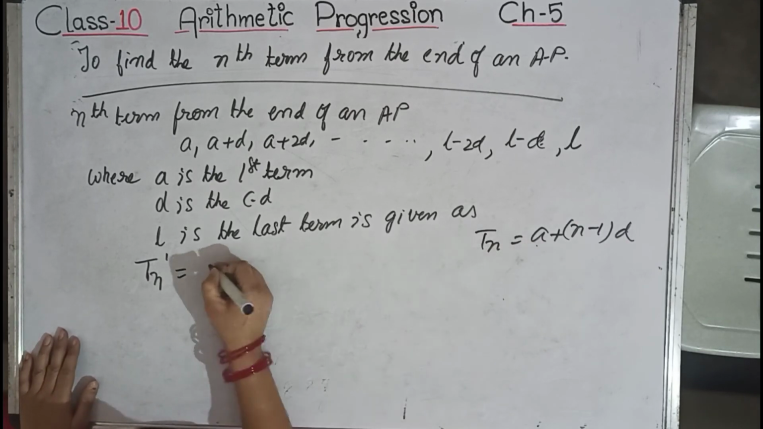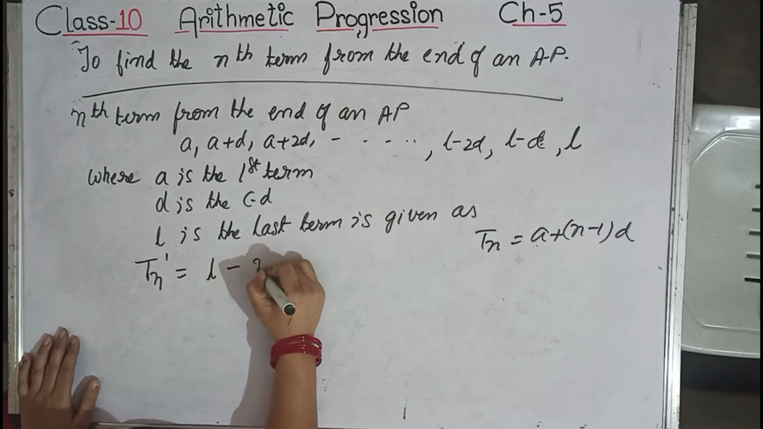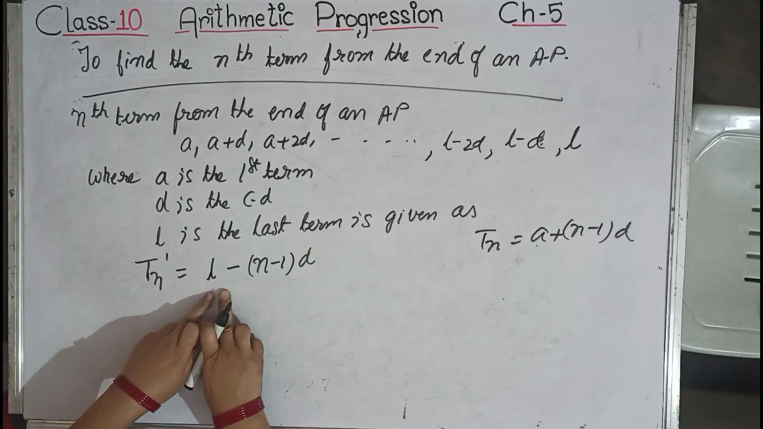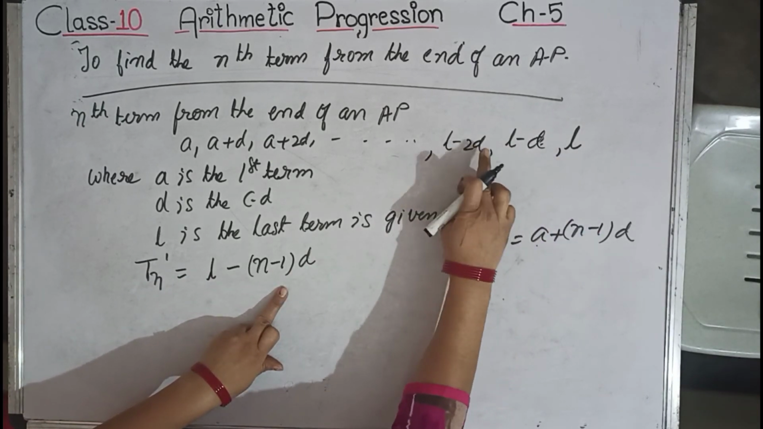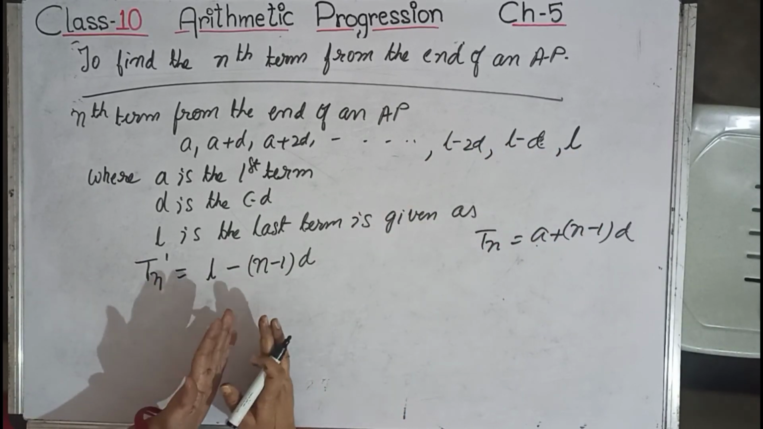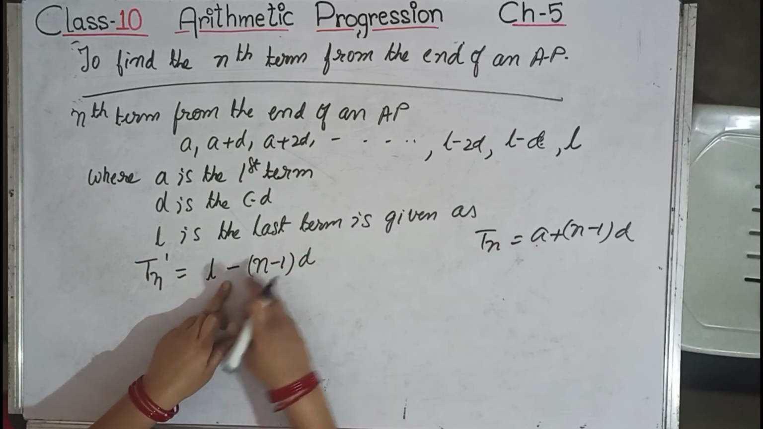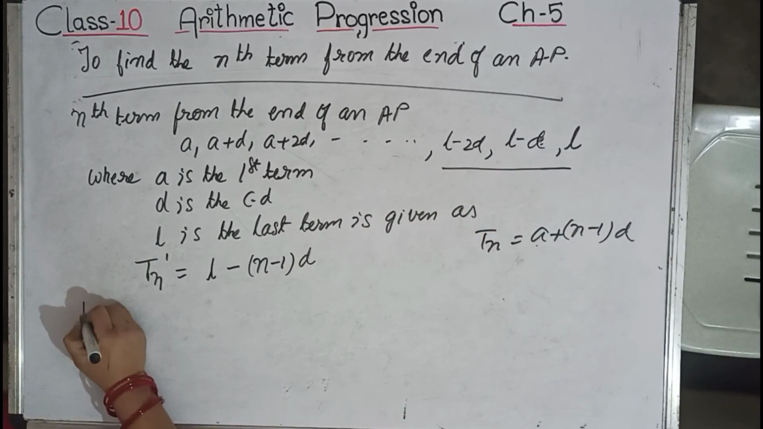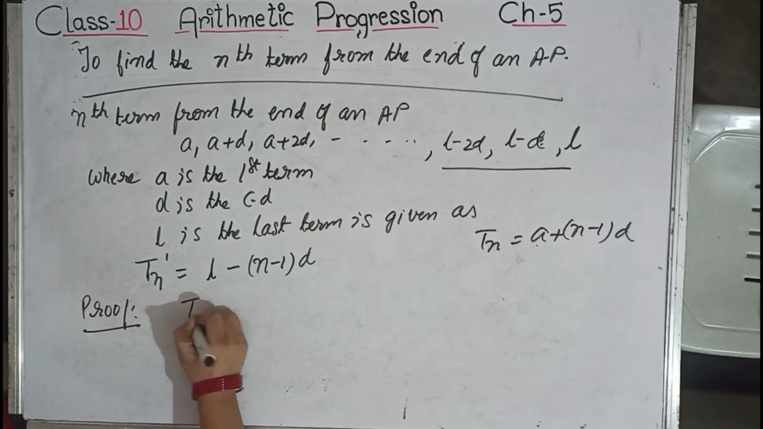In place of A, it will be L over here. In place of plus, it will be minus over here, and the rest of the things will be the same. So Tn dash equals L minus n minus 1 into D. You can see L, it is minus always, and over here 0d, 1d, 2d, and so on. So it is the same formula actually, but in place of A it is L, and in place of plus it is minus. You can understand the pattern also and hence can remember the formula. If you require the proving part, actually it is not required.